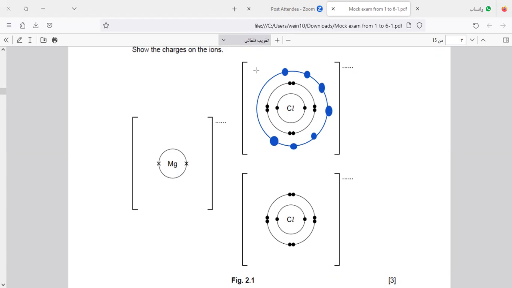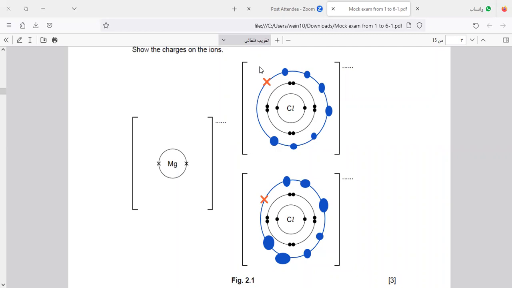Chlorine will accept 1 electron from magnesium. This electron must be a cross, because electrons of magnesium are crosses, as you see here. I will do this again here. I will draw the outer shell of chlorine. Outer shell of chlorine, it has 7 electrons. 1, 2, 3, 4, 5, 6, 7. And it will gain 1 electron from magnesium.